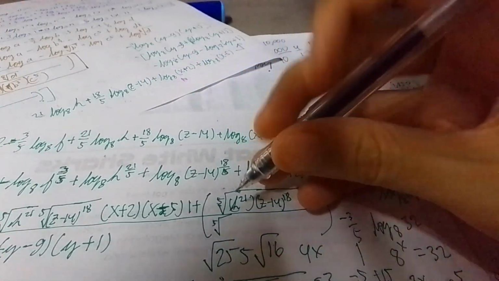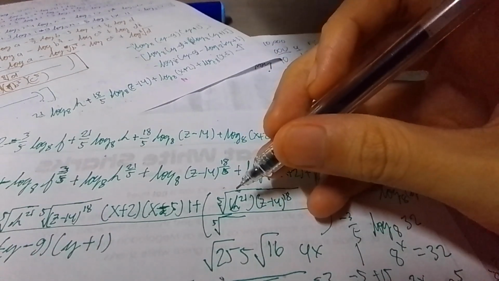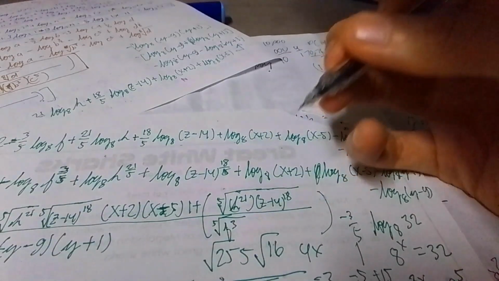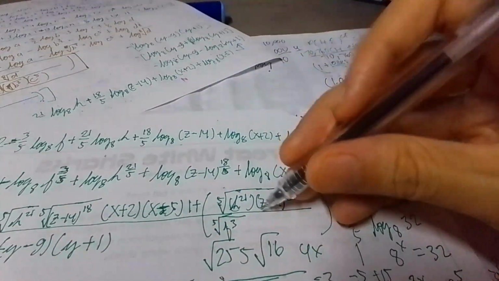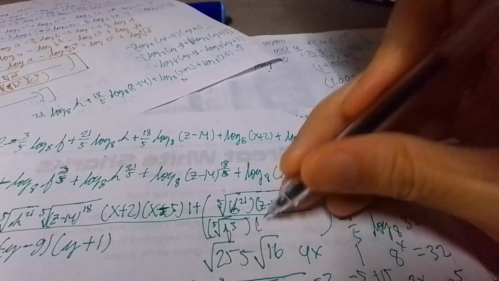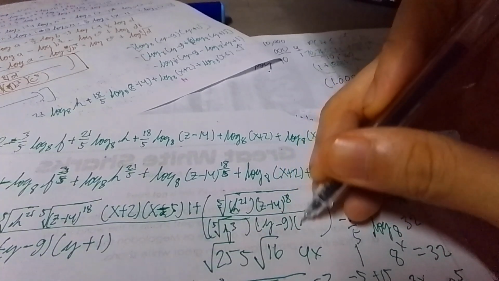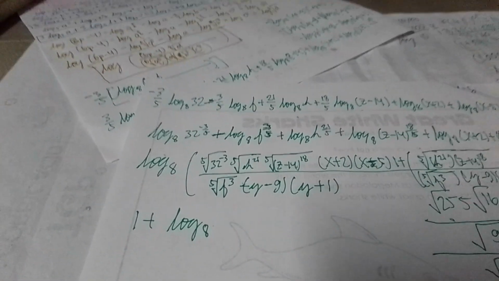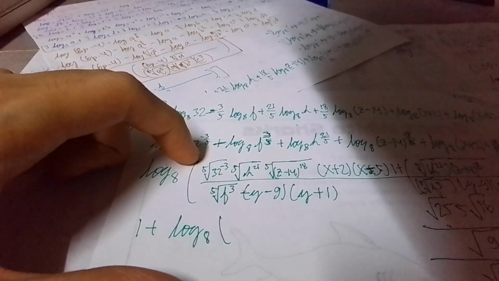Okay? So, yun nga. 5th root of f cubed. And then we have y minus 9, y plus 1. So, therefore, this is your final answer. The final answer is 1 plus the log of 8.